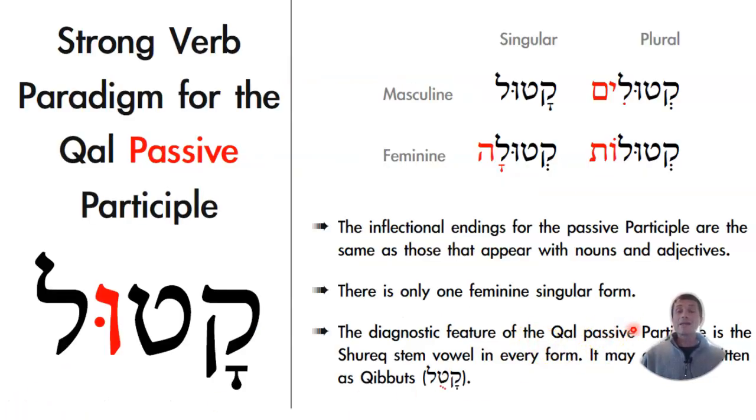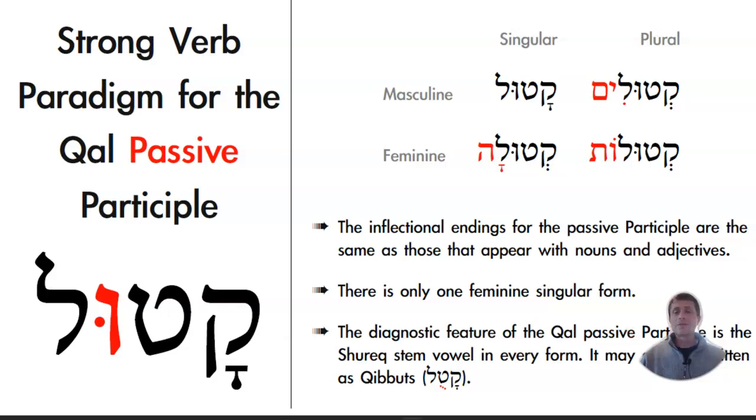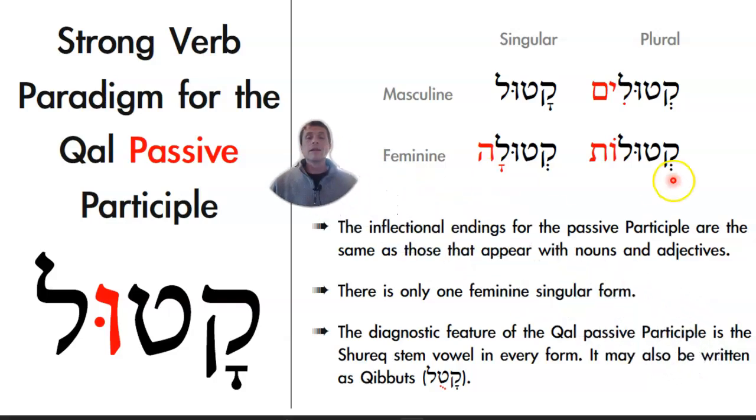There's also a passive participle in Hebrew. The passive participle, if you take a look at the form here, has the same endings as the active participle. They're the endings of the noun. The way that you tell the difference is you have this shurik, this U vowel, between the second and third root consonants. So katul is the masculine singular, ketulim, the masculine plural, ketula, feminine singular, ketulot, feminine plural. So those are the inflectional endings. Again, the diagnostic features, that U vowel.